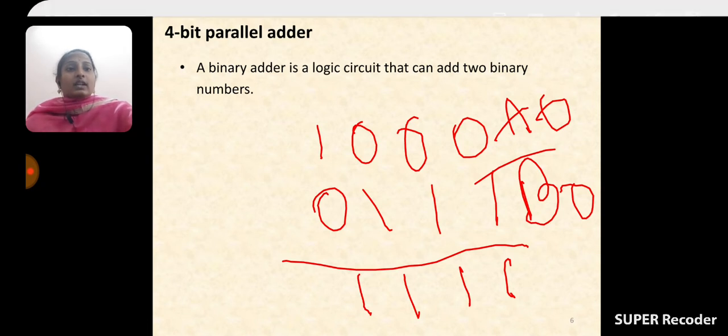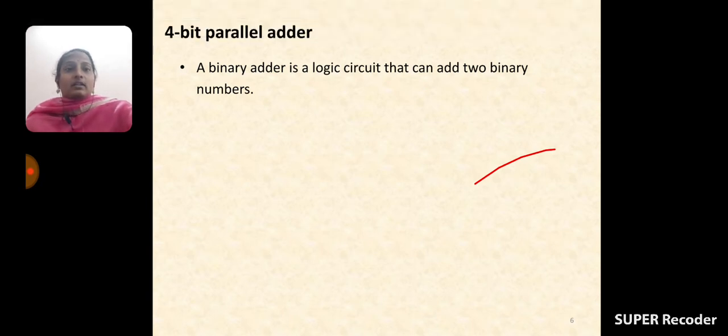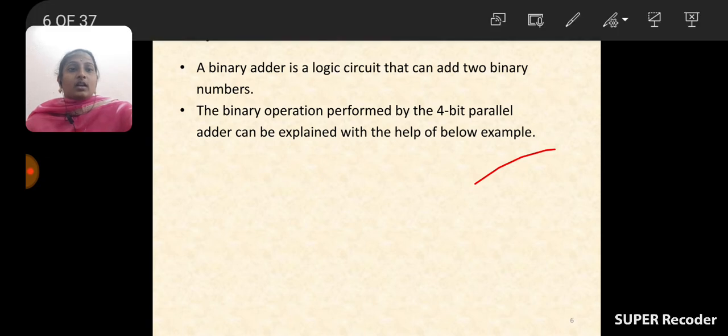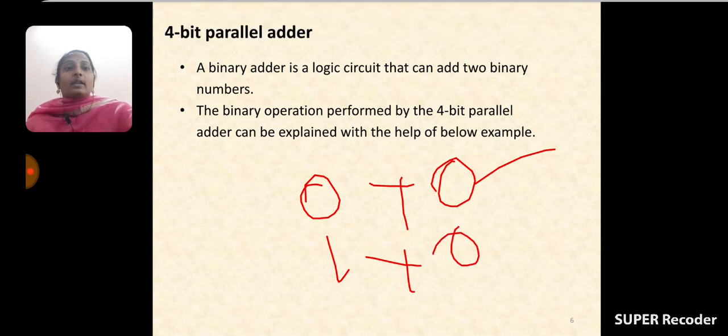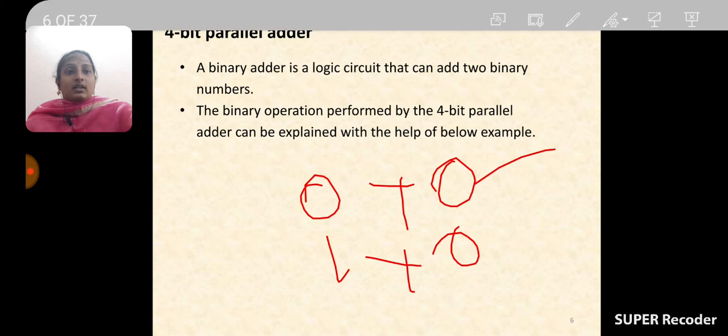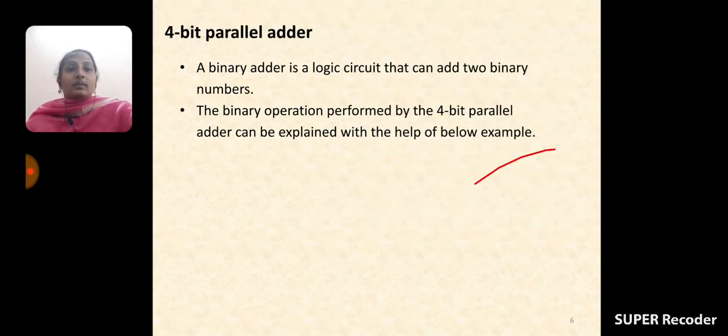In our last classes we discussed half adders and full adders, but a half adder adds two individual bits at a time, like 0 plus 0, 1 plus 0, 1 plus 1. But in the parallel adder, bit to bit or byte to byte, two bytes at the same time will be added.